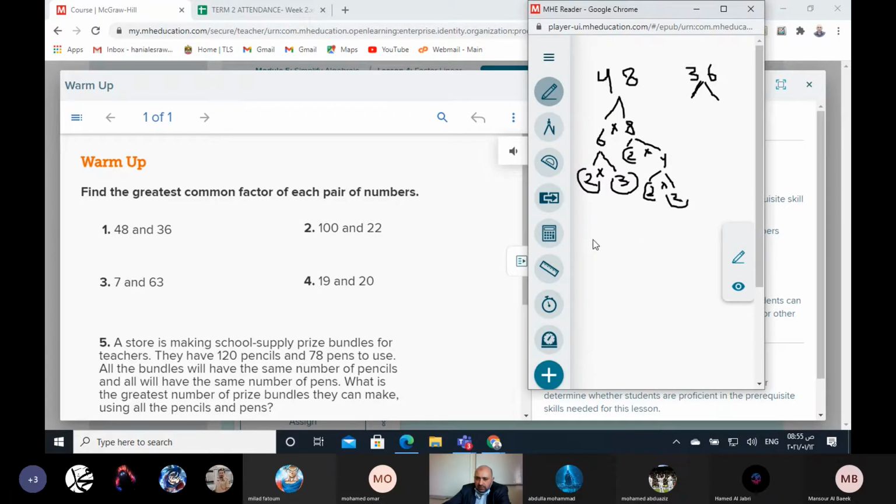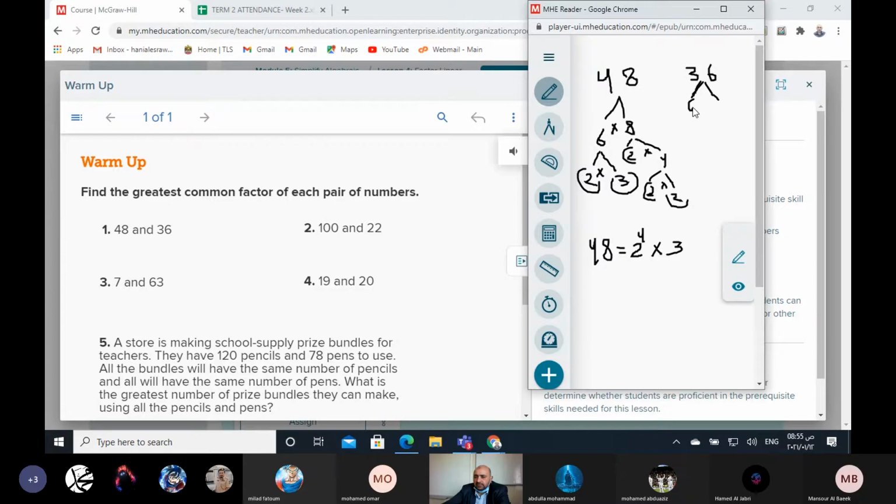So I can write here 48 equals, we have here 1, 2, 3, 4, 4 twos, so I can write 2 exponent 4, times I have here 3. Then we have here the next number, 36.